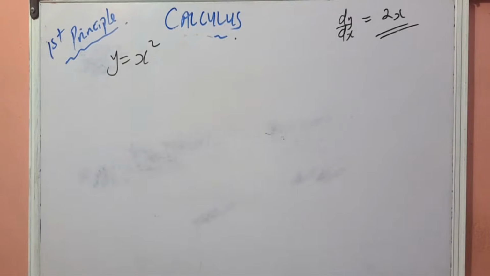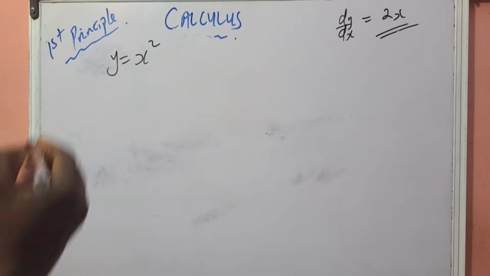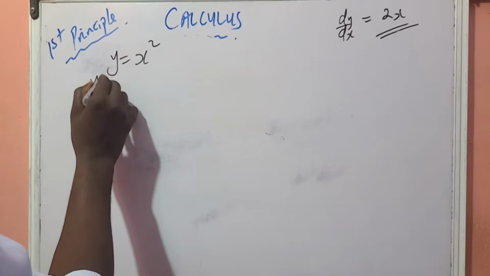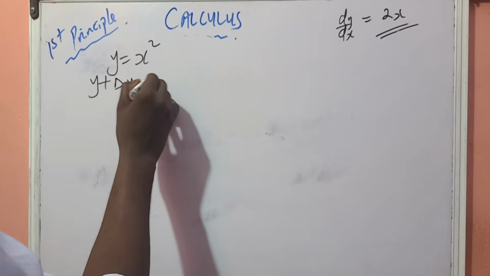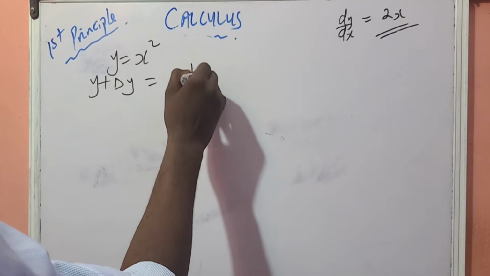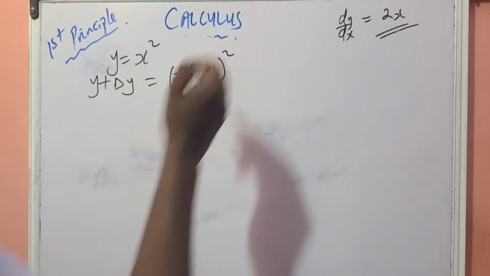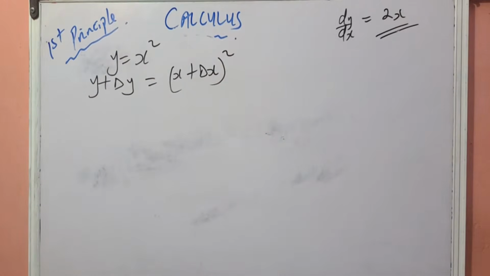How do we make use of first principle? The first step I told you was to put an increment to both sides. So that means we want to have y plus change in y equal to x plus change in x all squared. All right. And that's step number 1. We have done that successfully.